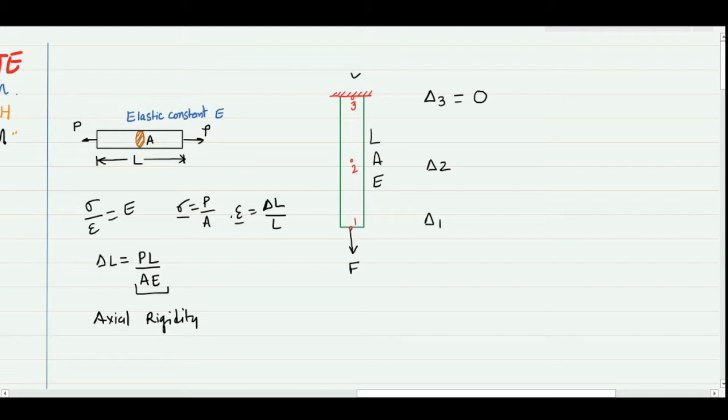If I want to find the deformation at point 1, point 1 actually represents the change in the entire length of the beam. So I can simply apply this formula here. The change in length at point 1, or the extension of point 1, will be F into L by cross section area and elastic constant.